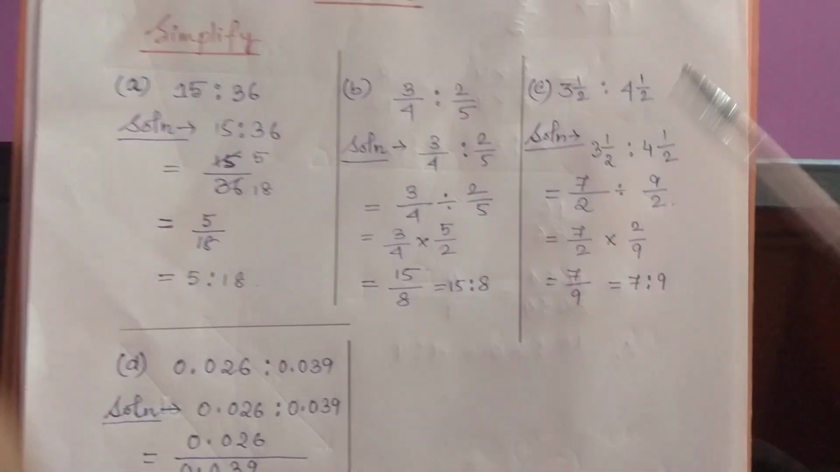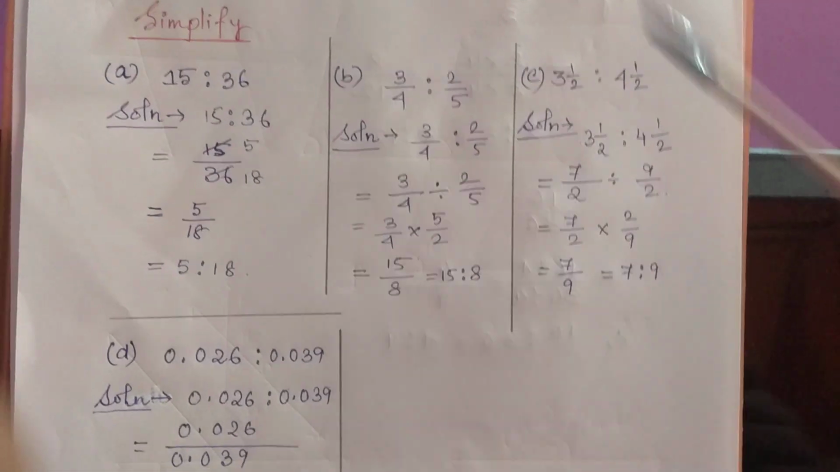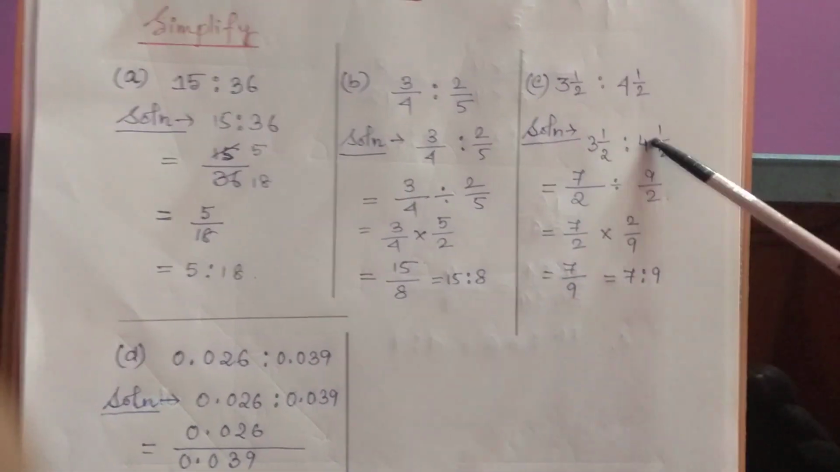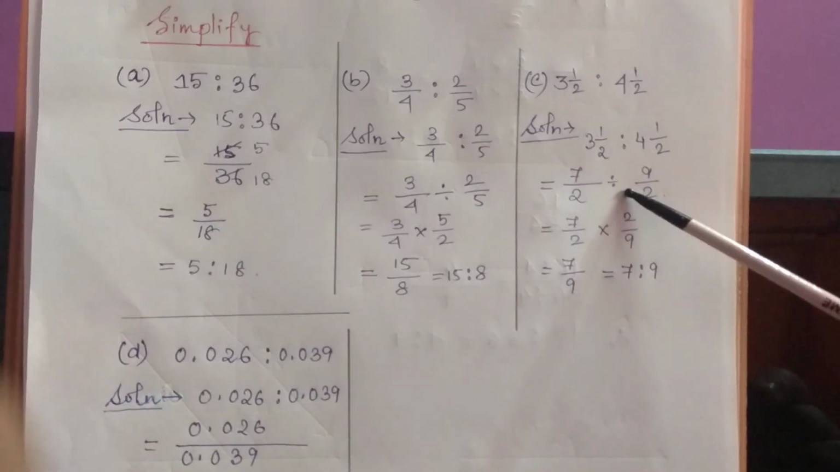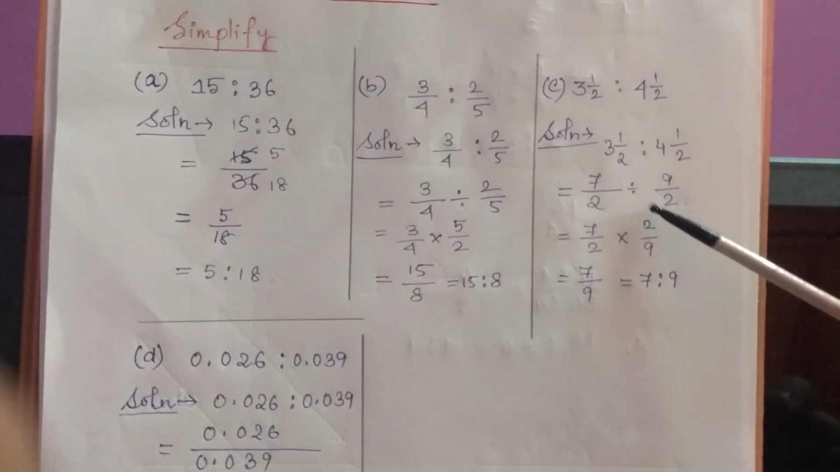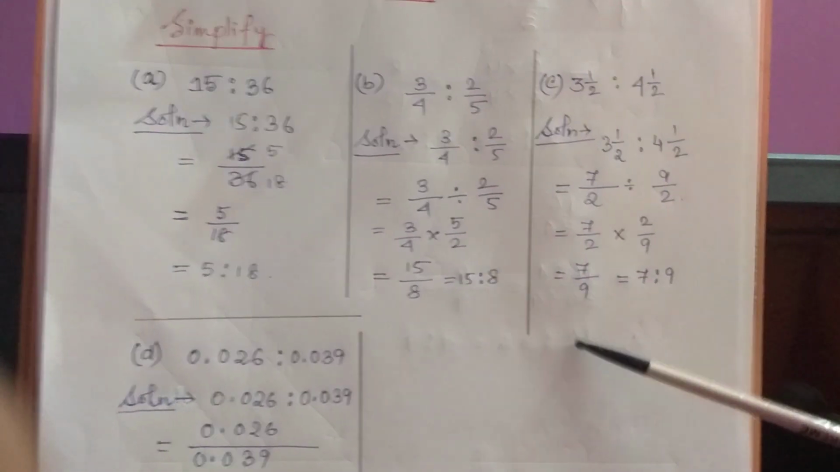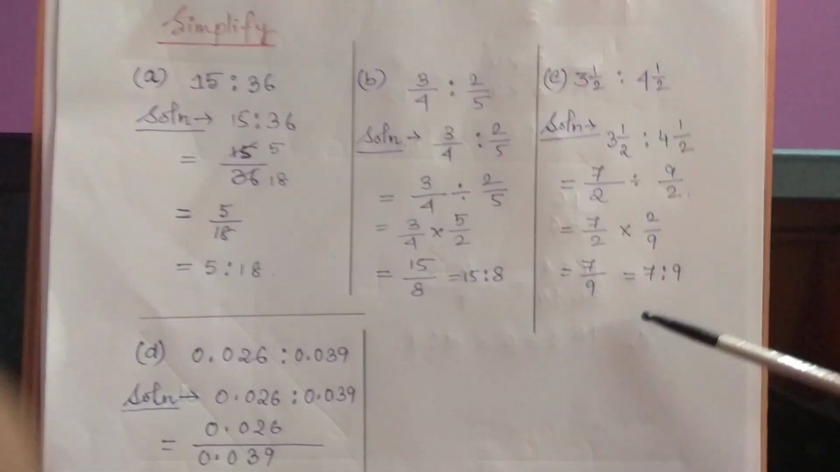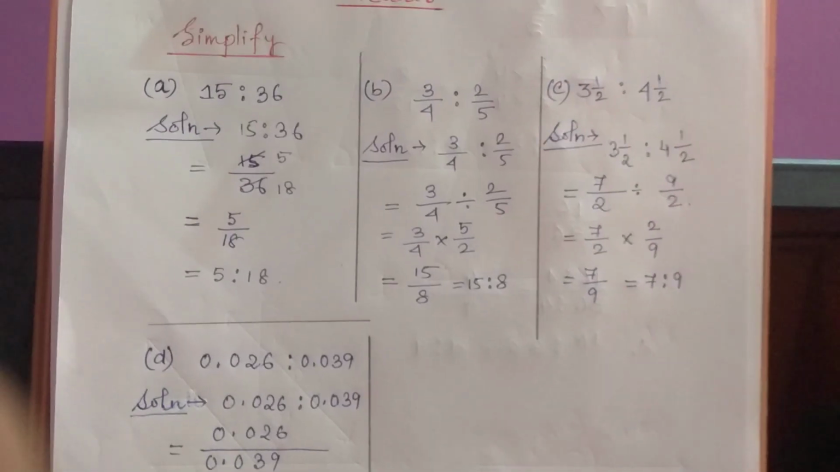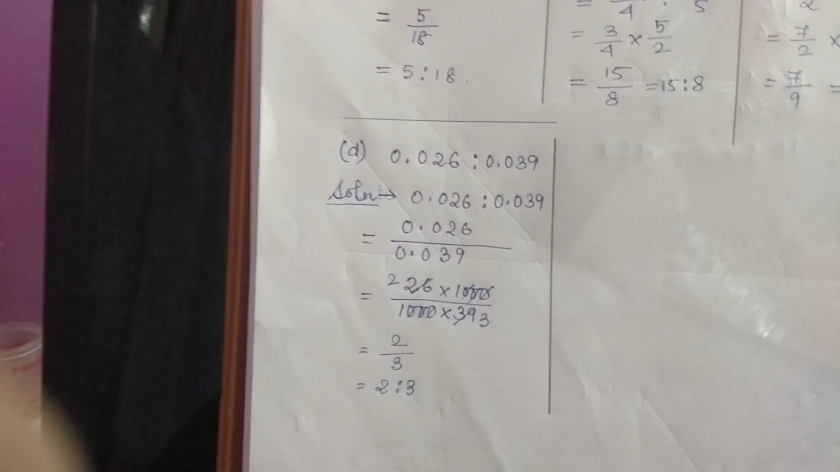So first from mixed fraction to improper fraction I have brought it. Then I have replaced the ratio sign with divide sign, then with multiply. Then I have simplified and, after simplification, I have got it as 7 is to 9. And the last form is in decimal form.